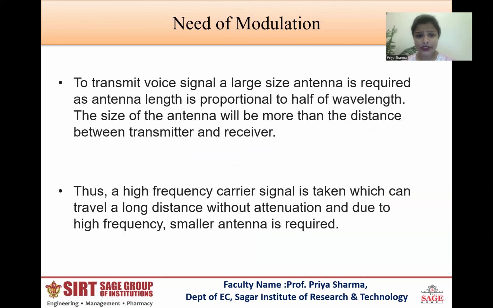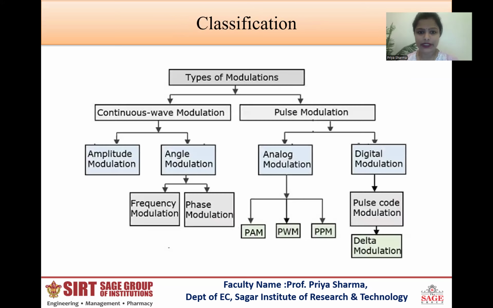So why do we need modulation? As we know, to transmit a voice signal, a large antenna is required, and the antenna length is proportional to half of the wavelength. So the size of the antenna will be more than the distance between the transmitter and receiver. That's why a high frequency carrier signal is taken, which can travel a long distance without attenuation. And due to high frequency, a smaller antenna is required.